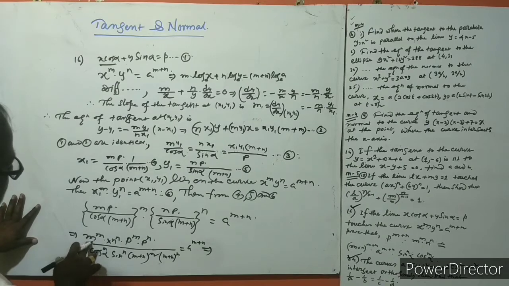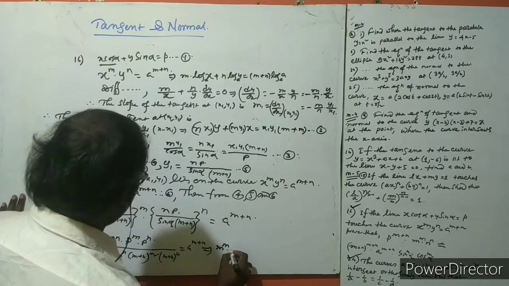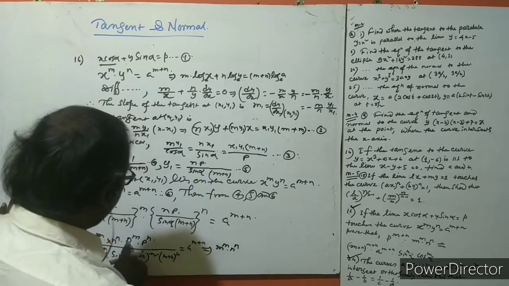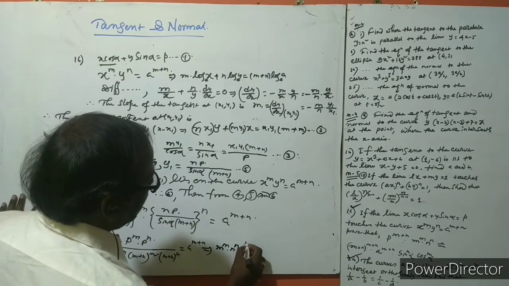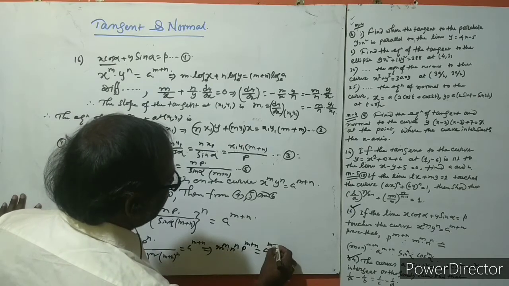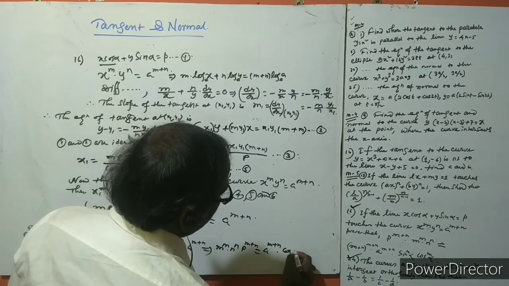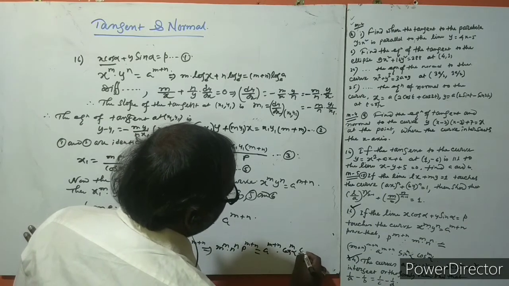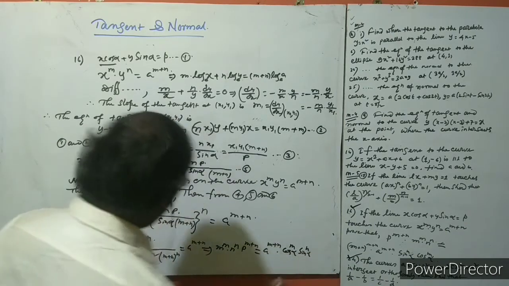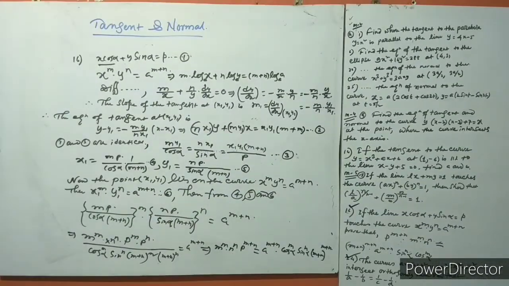So see again, we write here m to the power m, n to the power n, p and p, both p are to the power m plus n, and that would be a to the power m plus n into cos alpha to the power m, sin alpha to the power n. Okay, and m plus n, both the ways are same, so the powers are added.